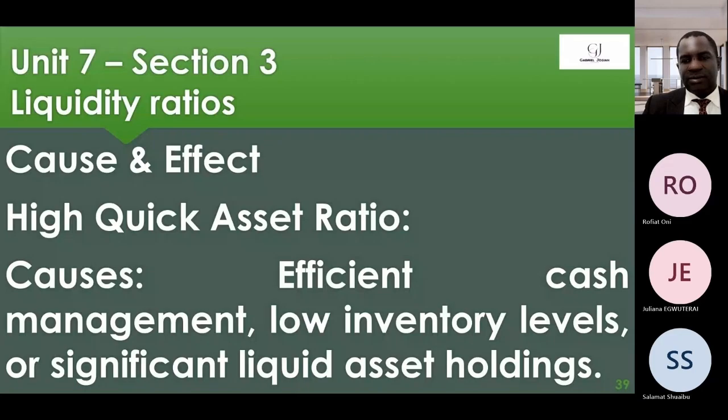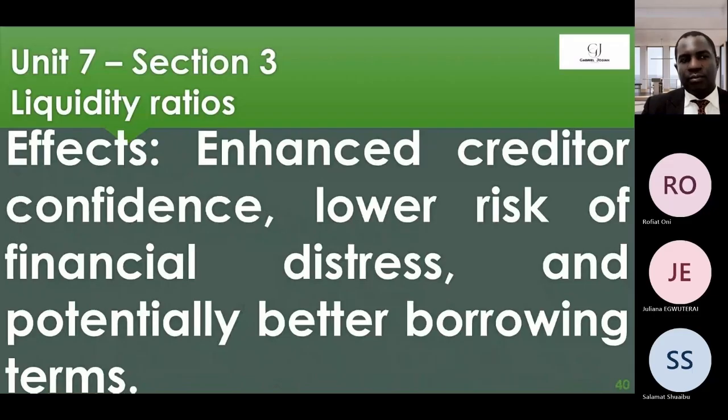Efficient cash management, low inventory levels, or significant liquid asset holdings. So low inventory levels indicate that inventory does not take a chunk of the current asset component. And effective cash management shows that the cash component is efficient, especially in the area of petty cash, and other liquid assets can sustain the current asset component. And the effect is that it enhances creditor confidence.